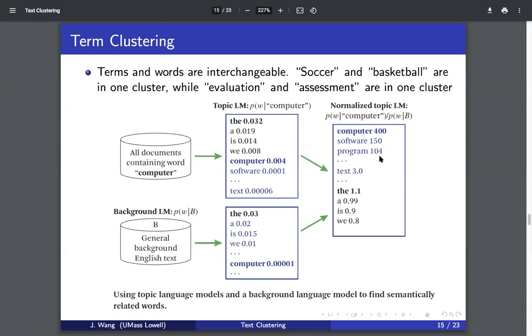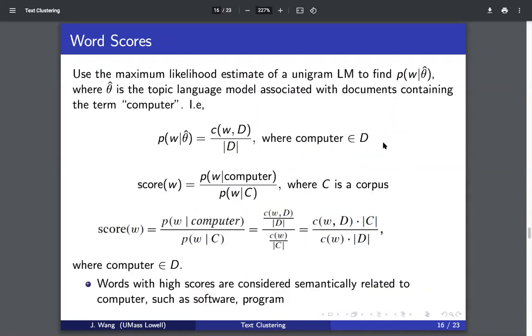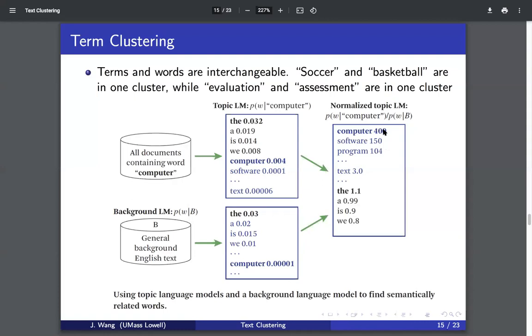So the higher values will be placed into one cluster. Computer, software, program. So they are pretty big. So you set a threshold value. So they should be in one cluster. So this is a clustering method using this language model. So that really means, from that observation, we are providing a score for each word. Okay, so we come up with a score. So this 400 is a score for computer, 150 score for software, right? So this is sort of a scoring approach.